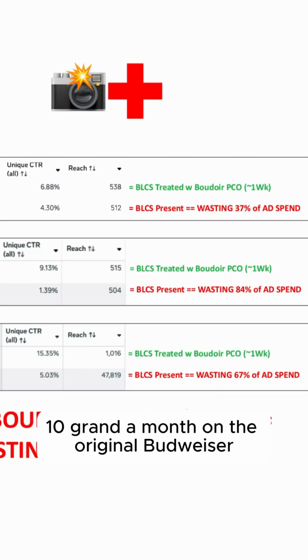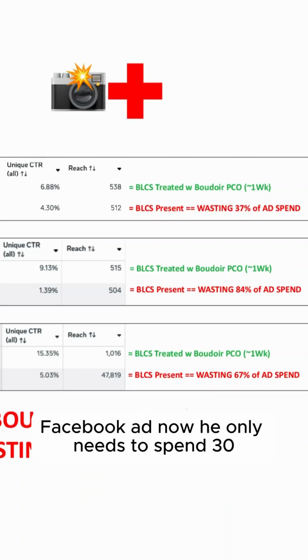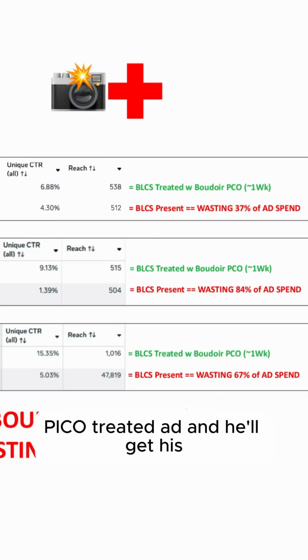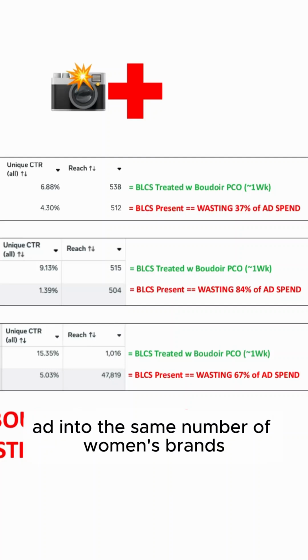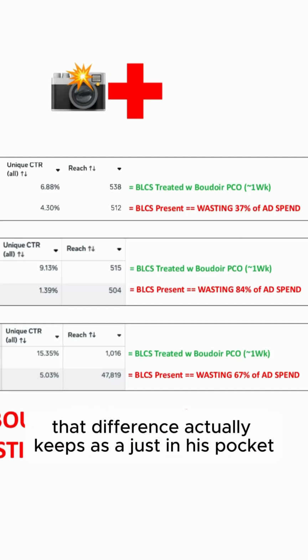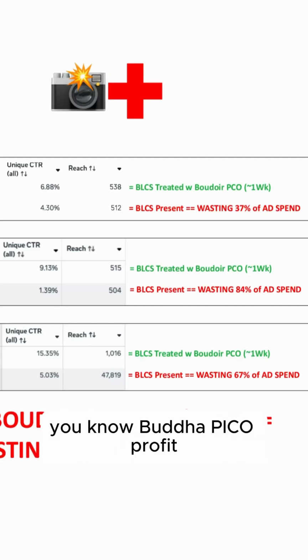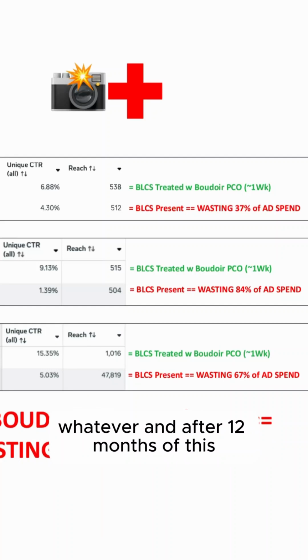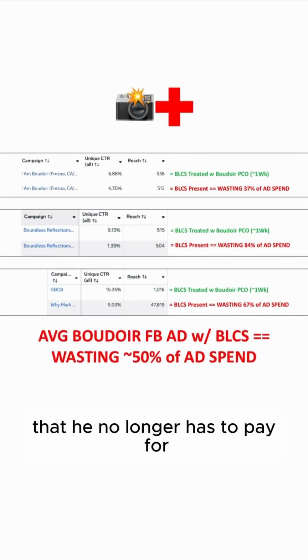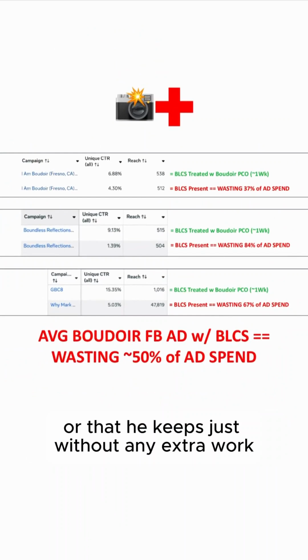So if he was spending 10 grand a month on the original Boudoir Facebook ad, now he only needs to spend $3,300 a month on the new Boudoir Pico treated ad, and he'll get his ad into the same number of women's brains. And that $6,700 a month delta, that difference, he actually keeps in his pocket. Again, another phantom profit, Boudoir Pico profit, whatever. And after 12 months of this, it's like an 80K extra bonus in his pocket that he no longer has to pay for, or that he keeps without any extra work.